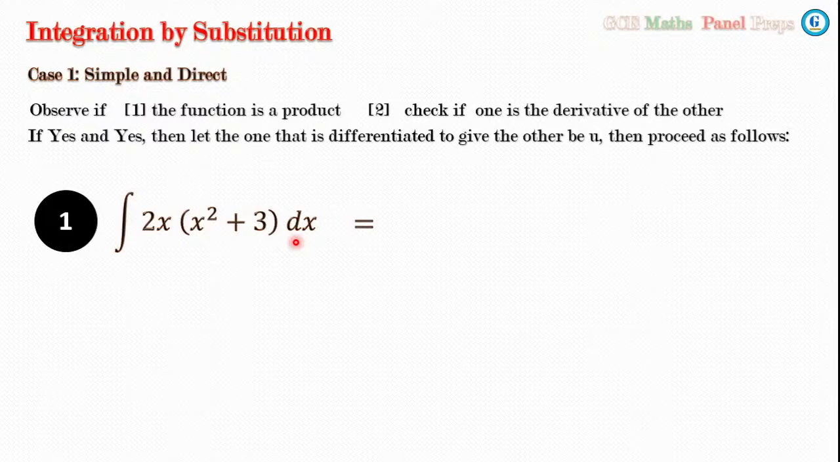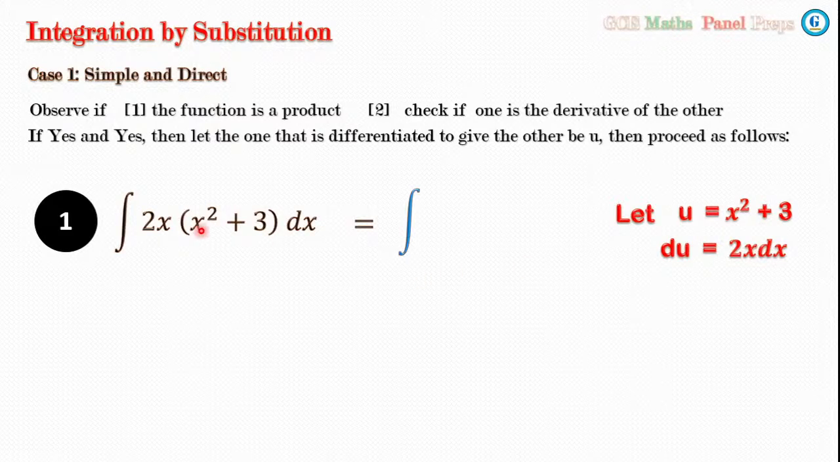So in this case, we apply what we call substitution. This particular case is simple and direct because you don't have to do any adjustments like you saw in rational functions. So we let our u be equal to the one that, when we differentiate, we have the other. Let u be equal to x squared plus 3. Then what will be du? Differentiating both sides with respect to their variables gives us du equal to 2x dx.